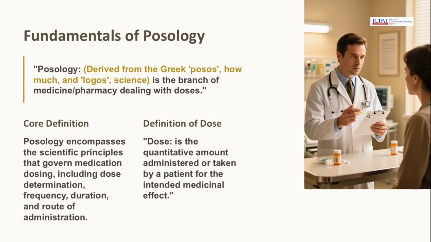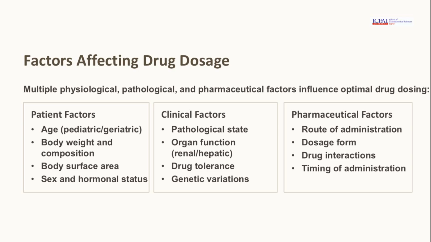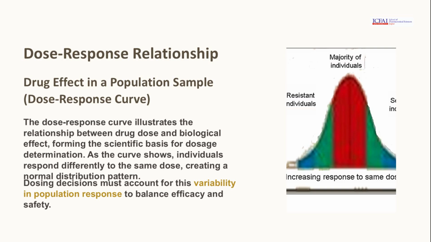Posology, derived from Greek, is the branch of medicine dealing with doses. It encompasses the principles of dose determination, frequency, and duration, ensuring the intended medicinal effect. Multiple factors affect drug dosage, including patient, clinical, and pharmaceutical factors. These influence the optimal drug dosing necessary for effective treatment. The dose-response curve illustrates the relationship between drug dose and biological effect, crucial for determining proper dosage. Variability in population response must be considered for efficacy and safety.